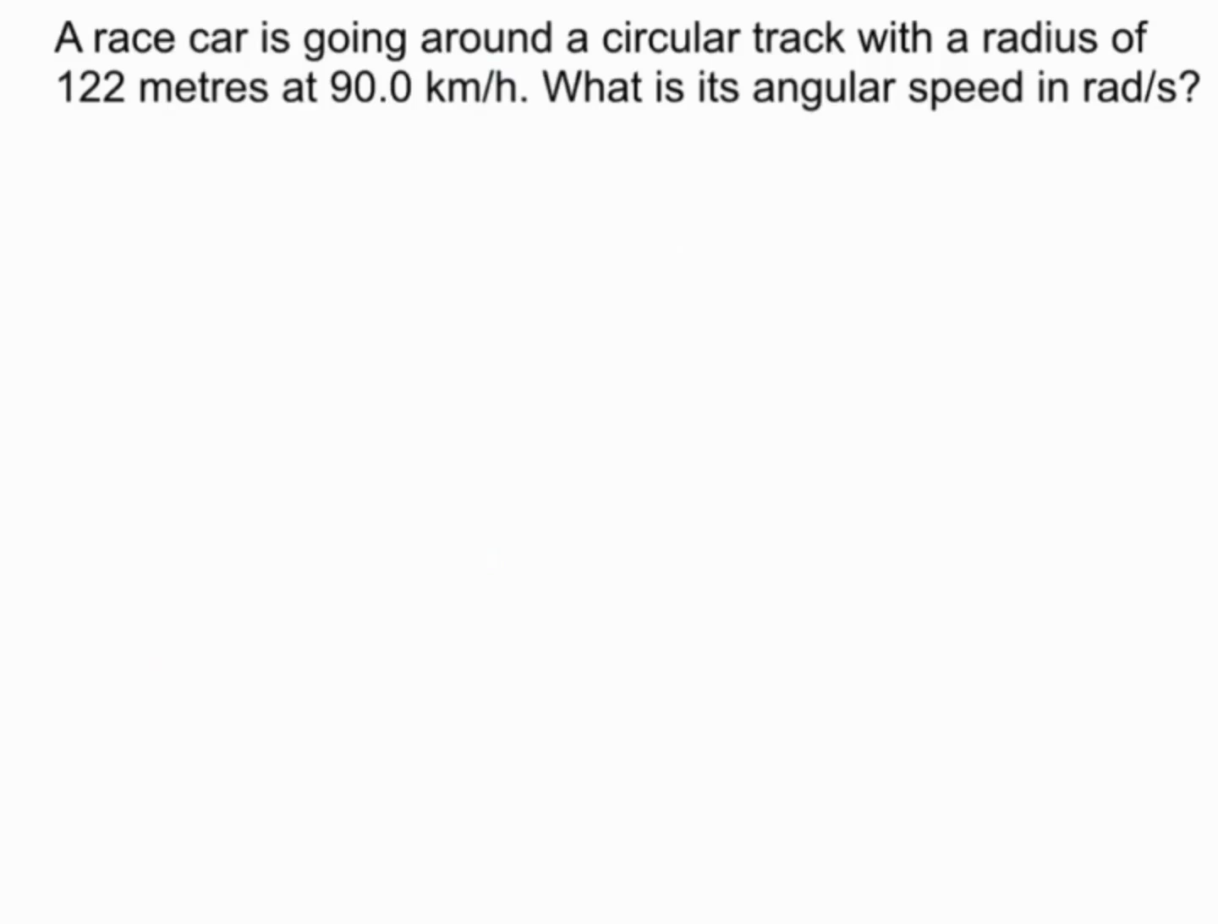Let's try this problem. A race car is going around a circular track with a radius of 122 meters at 90.0 kilometers per hour. What is its angular speed in radians per second? Pause the video, do this on your own, and resume when you have your answer.